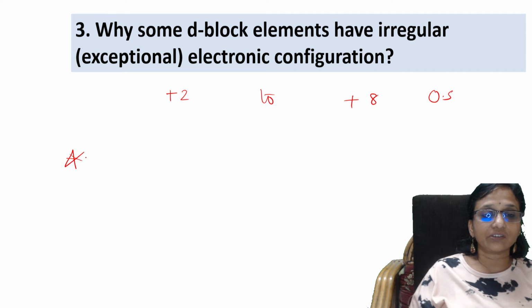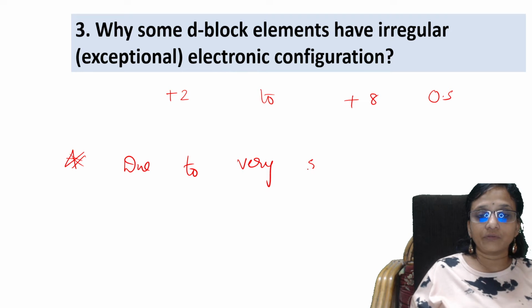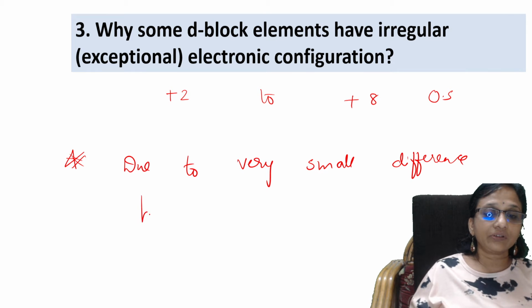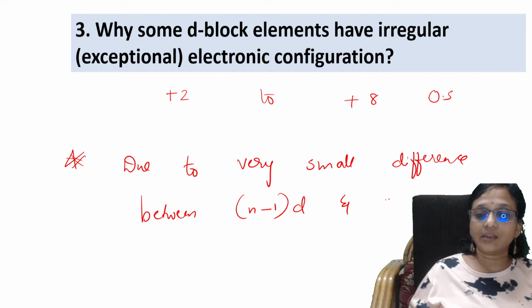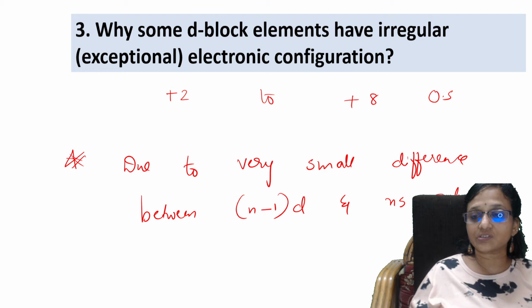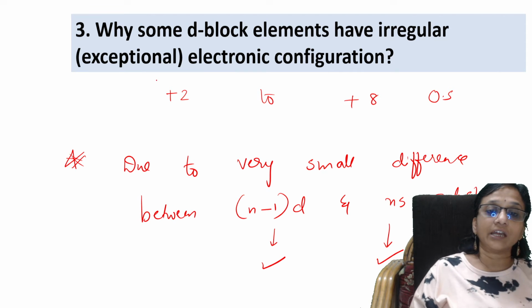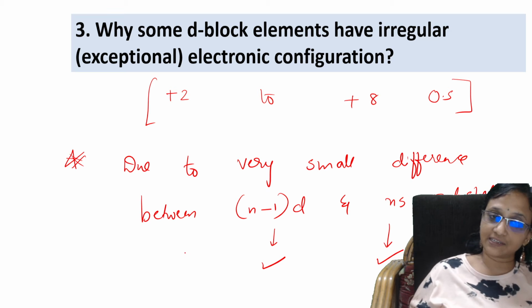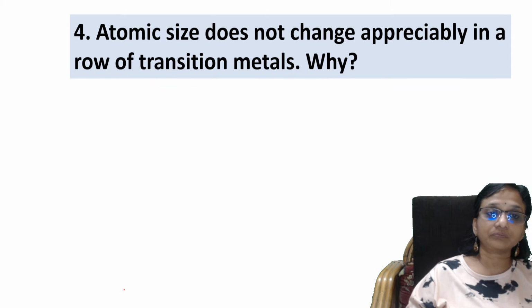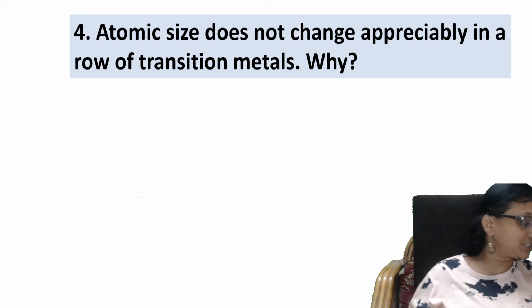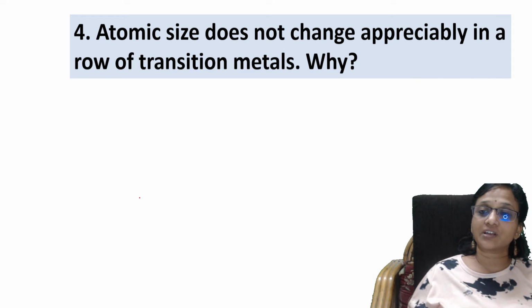Write the answer like this. If they give you this question, write: due to very small difference between n-1d and ns subshells. This is the reason you have both. The difference is very less. That's why it can pull out electrons from here, and it can also pull out electrons from here and show so many oxidation states. Easy answer.